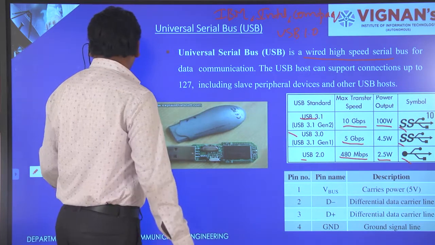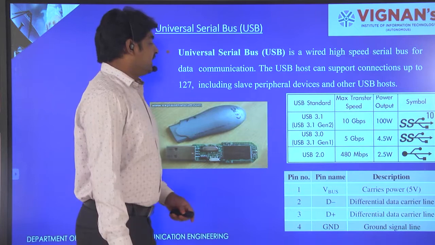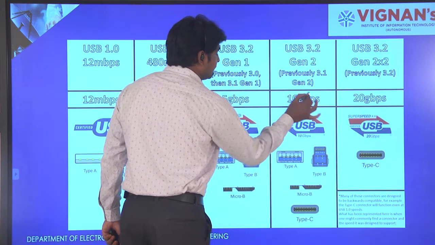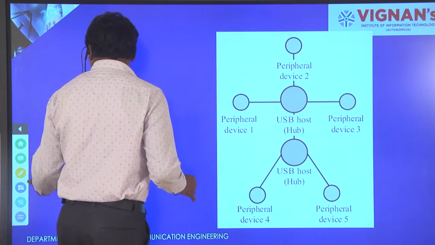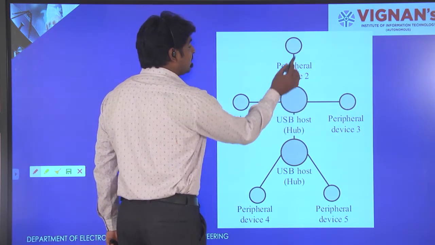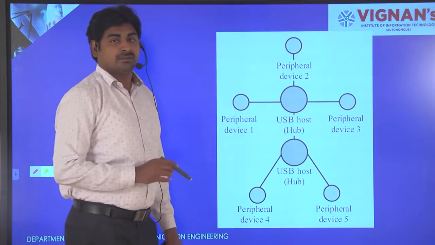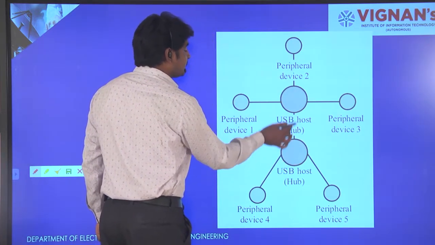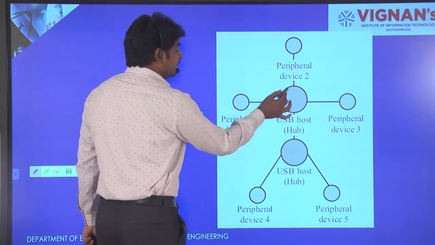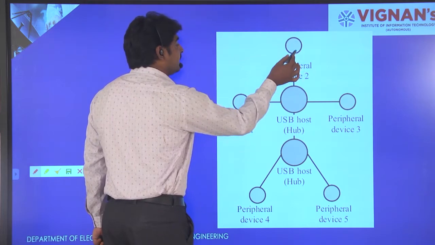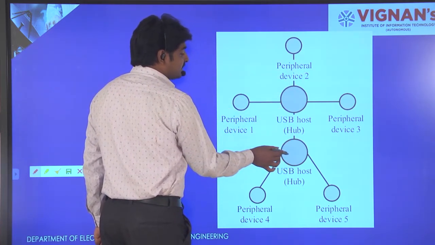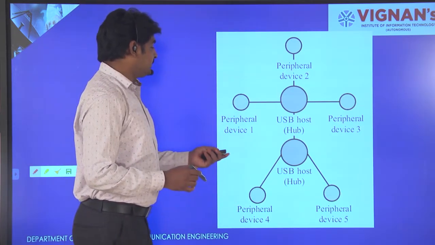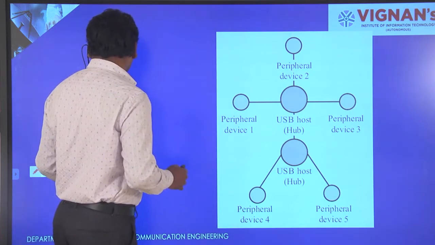Now this USB supports star topology, which means the USB host will be in the center, and all the other peripheral devices are connected to this USB host. And even a USB host can be connected to another USB host. So the USB host will be in the center, and the peripheral devices or other USB hosts can be connected to the central USB host. Okay, so it uses star topology.